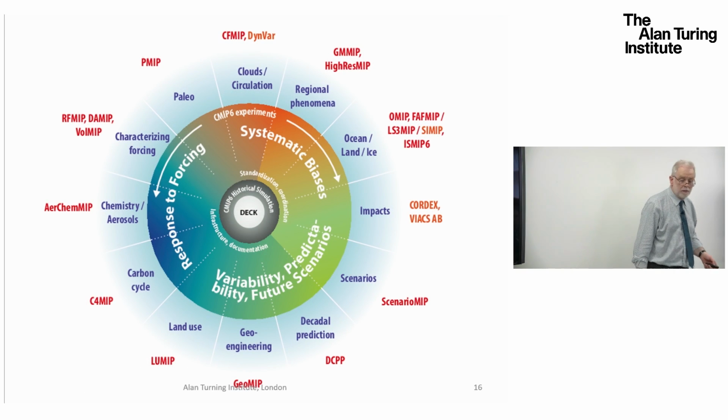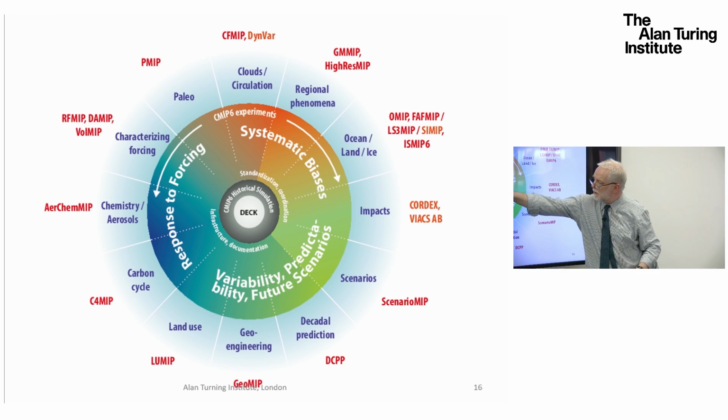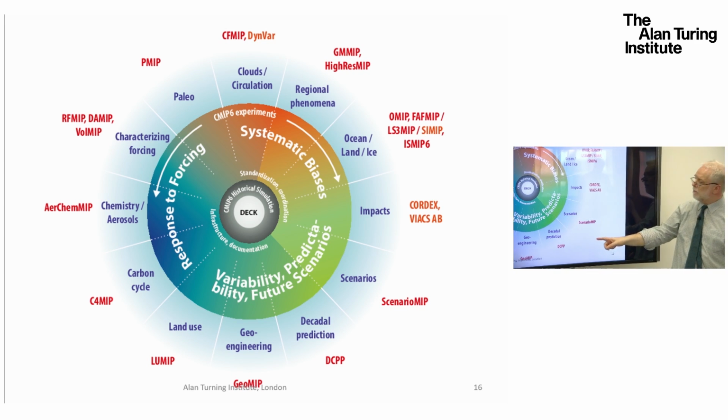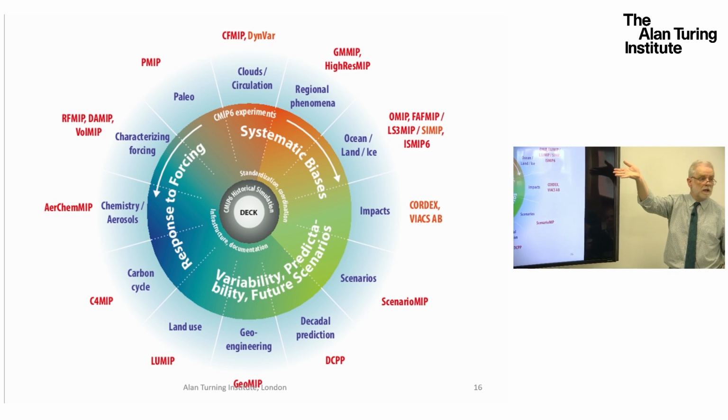Yeah, there's a picture here. So this is supposed to illustrate the structure of CMIP6. So this is the DECK experiments down here, the historical simulation. And then these are the various different MIPs around the edge here that look at different aspects of climate science.